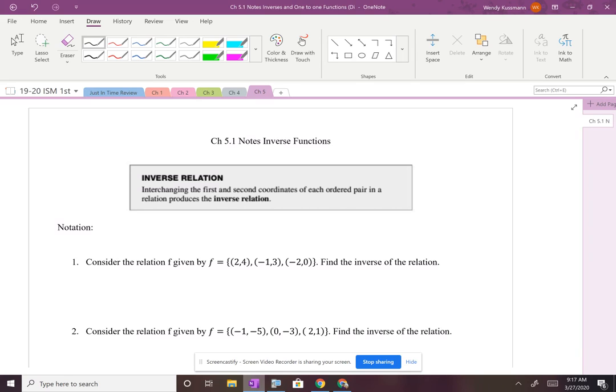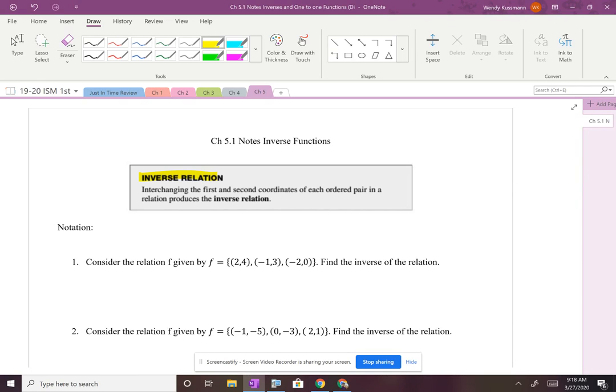The first definition we have here is inverse relation. An inverse relation is changing the first and second coordinates of each ordered pair in a relation produces the inverse relation. Inverses have some pretty special properties that we're going to talk about at the end of probably the second video. But for now, we're going to start with inverse relations and showing you how to find them.